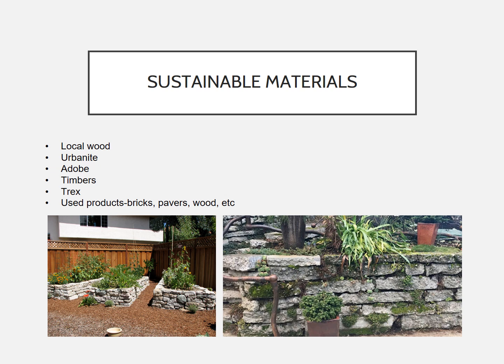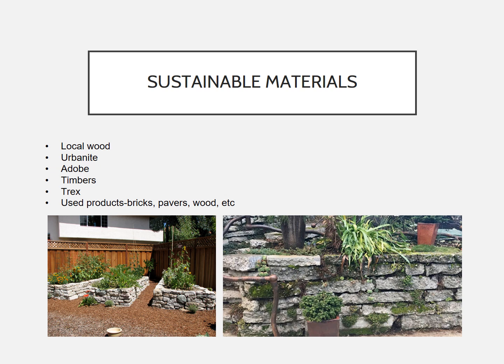Some other sustainable materials, so using local woods versus using like ipe, which is a hardwood that's harvested in Brazil. So using redwood, which is very common here. Urbanite, that's concrete that's been broken apart, so a lot of times people get rid of their old concrete and you can actually reuse it. Here's some examples of retaining walls that are built with urbanite.